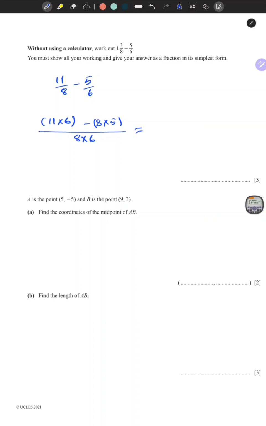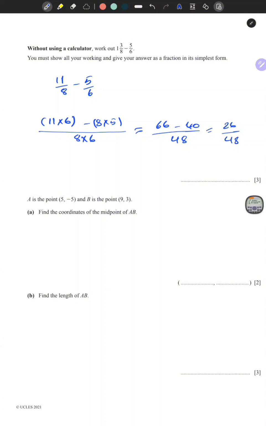11 times 6, which is equal to 66, take away 8 times 5, which is 40, over 8 times 6, which is 48. So let's do the subtraction here. 66 minus 40, which is equal to 26, and 26 over 48. So I need to find a common factor between these two numbers to divide and then simplify.